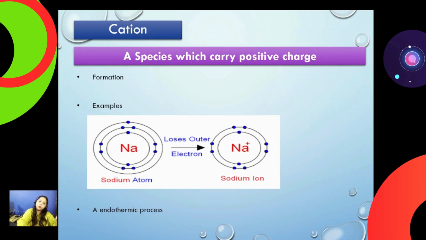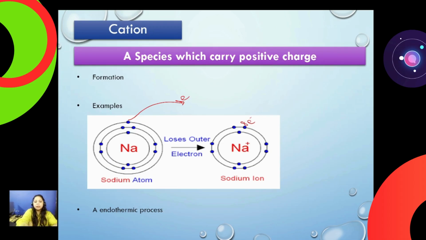The example is sodium. What is the ideal condition for sodium to give off this one electron? The inner shell would be complete. Now look over here, it has 8 electrons. This is the ideal condition. So cations are formed by the loss of an electron.